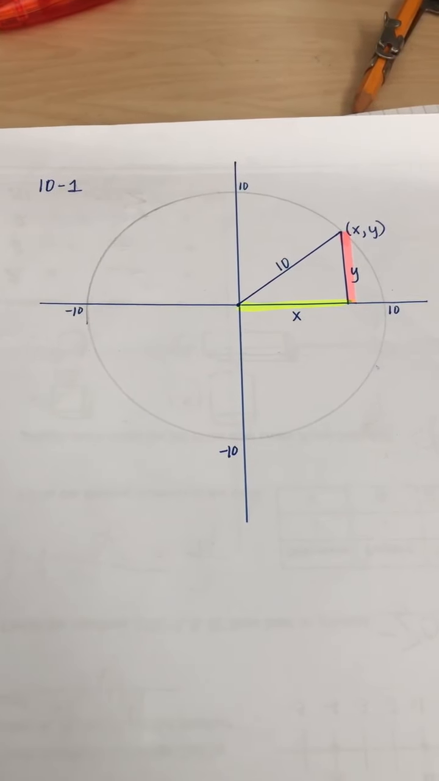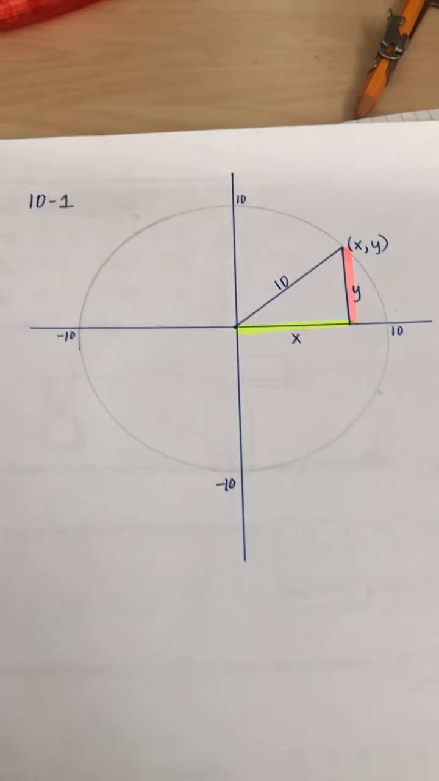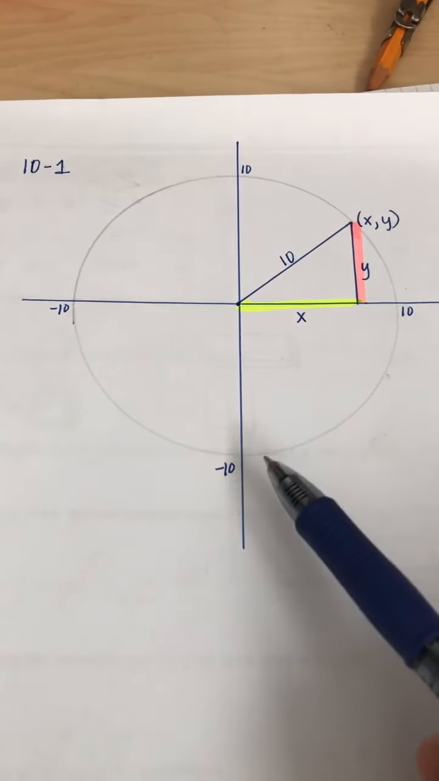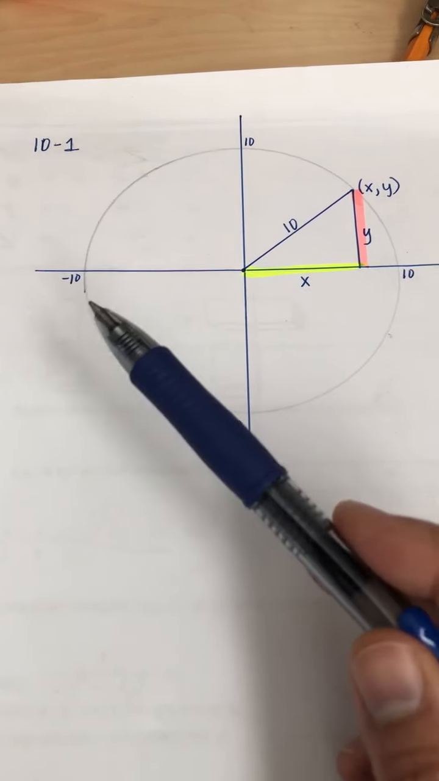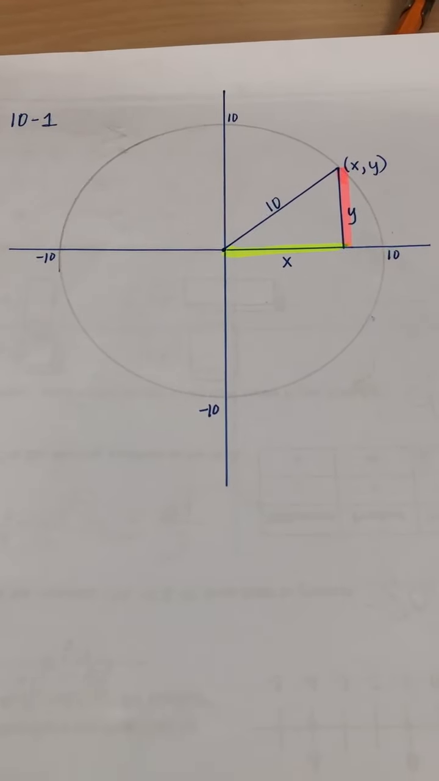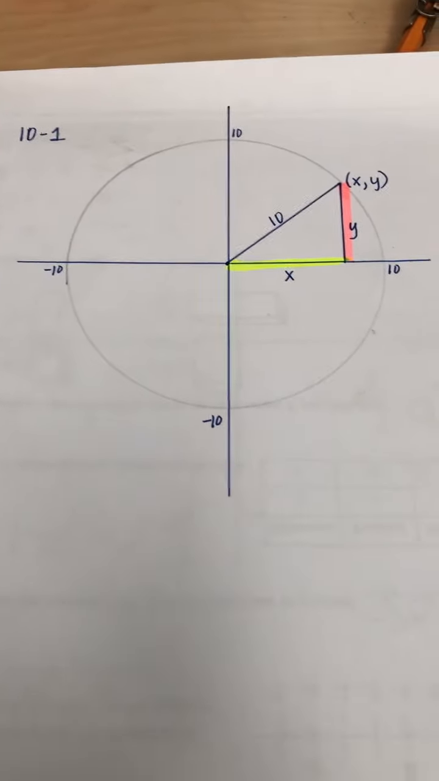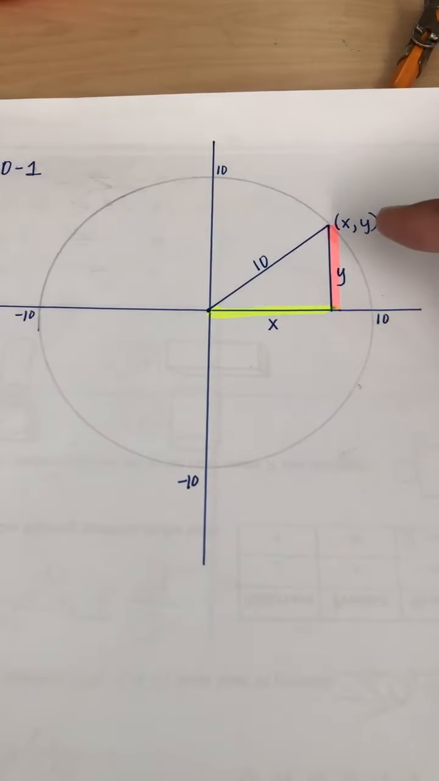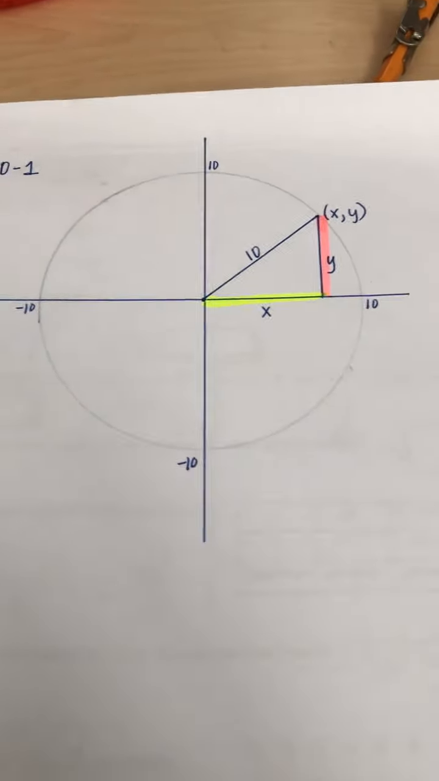Okay, let's take a look at 10-1, the beginning of equations of circles. Here we have a circle with a radius of 10, which is why the circle hits (0, -10), (10, 0), (0, 10), and (-10, 0). The first question in 10-1 is, what do all of the points on the circle have in common? That is, what is true about every single point on the circle. Every point on the circle is 10 units away from the origin. Makes sense because the radius is 10.